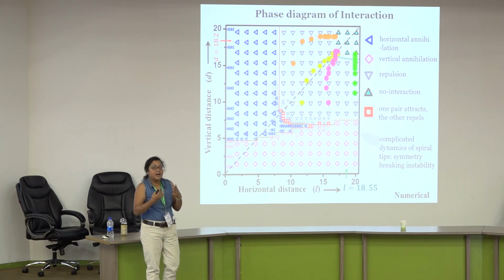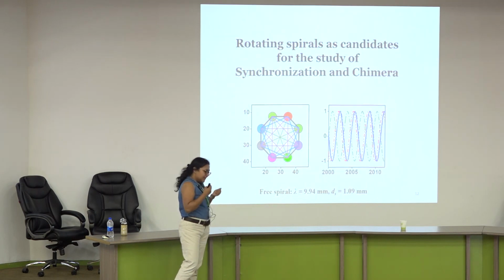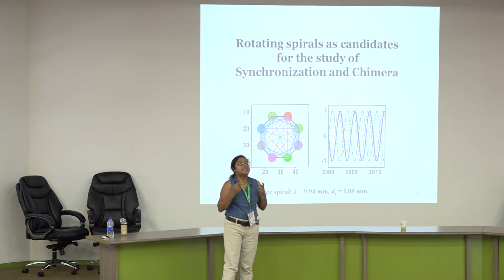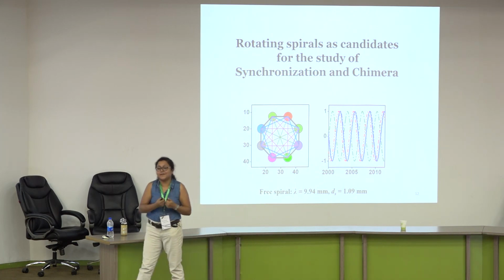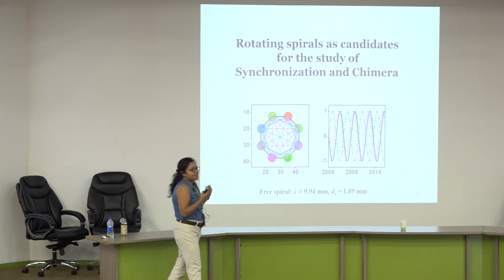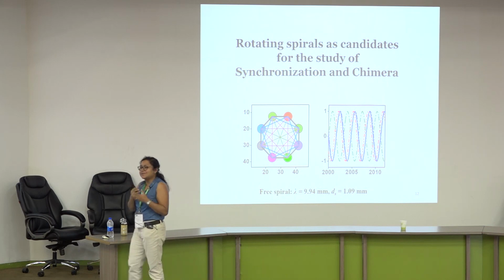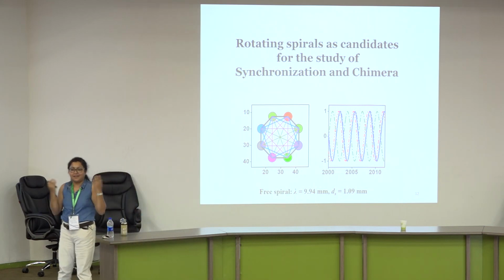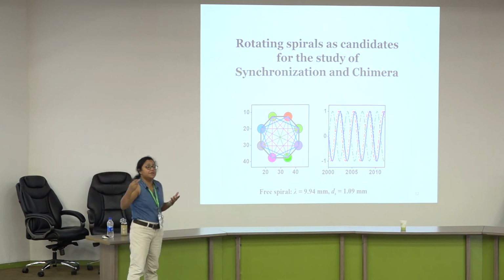We had this spontaneous symmetry breaking instability. So then we thought, can we consider the spirals as candidates for the study of synchronization? Because whenever I come to nonlinear dynamics conferences, everybody talks about synchronization and chimeras, and we wanted to see that. But as you can see, when the spirals are near each other, they all run away in space. So how do we figure out their phase and frequency, because they are meandering?